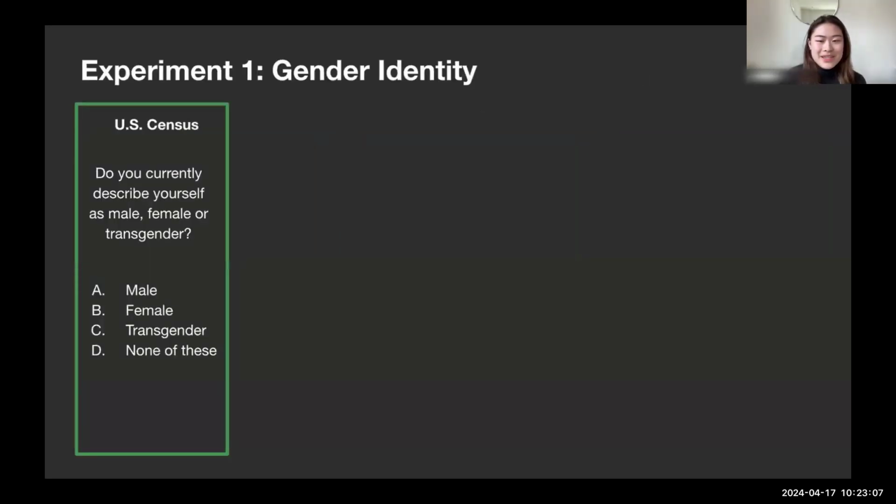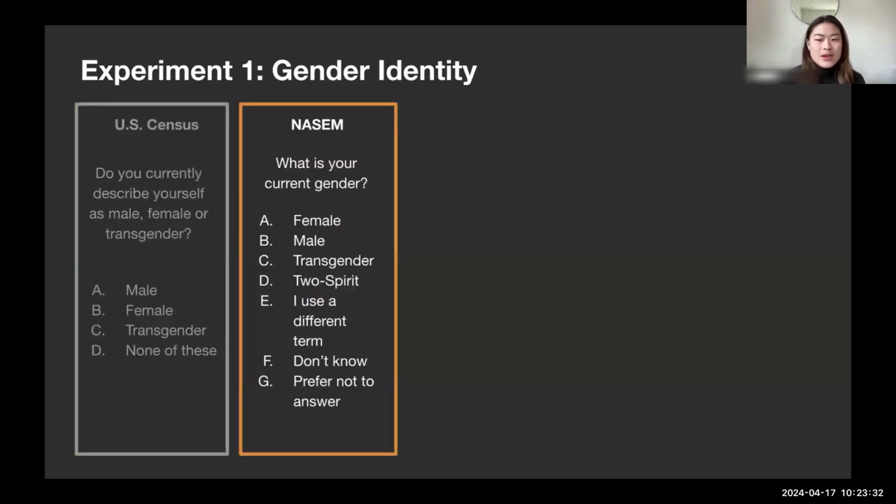Hi, everyone. I'm Jasmine, and I'm currently in the NYU A3SR program as well, and a researcher in the Queer Data Lab. I'll talk more about the gender identity construct in experiment 1. For the US Census, you can see that it's also quite straightforward. They ask whether the respondents would describe themselves as male, female, or transgender, while the NASEM questions ask what is their current gender, with slightly more options and an open-ended response option if they use a different term.